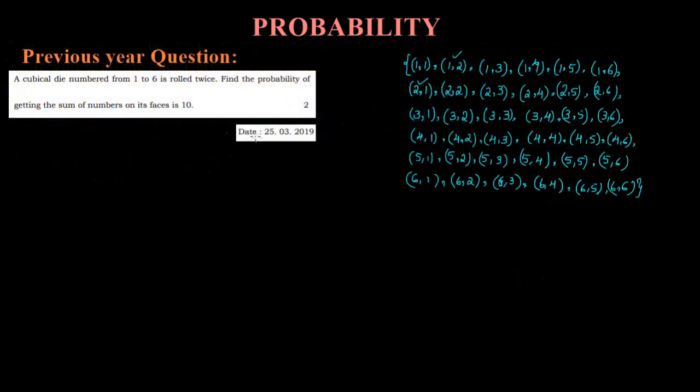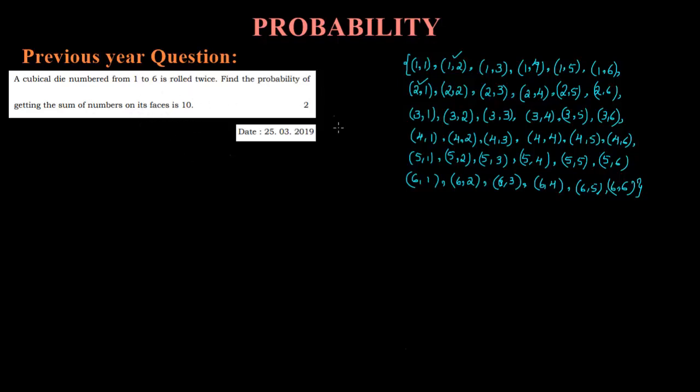So this is a question that I have taken from the 2019 paper. Here they have asked: a cubical die numbered from 1 to 6 is rolled twice. So one die has been rolled twice. Find the probability of getting the sum of the numbers on its faces as 10. This same kind of question I have just discussed now, so you won't find it difficult to solve.